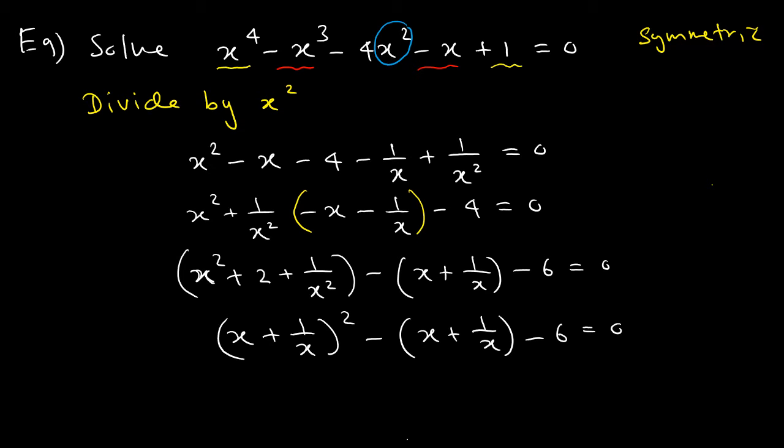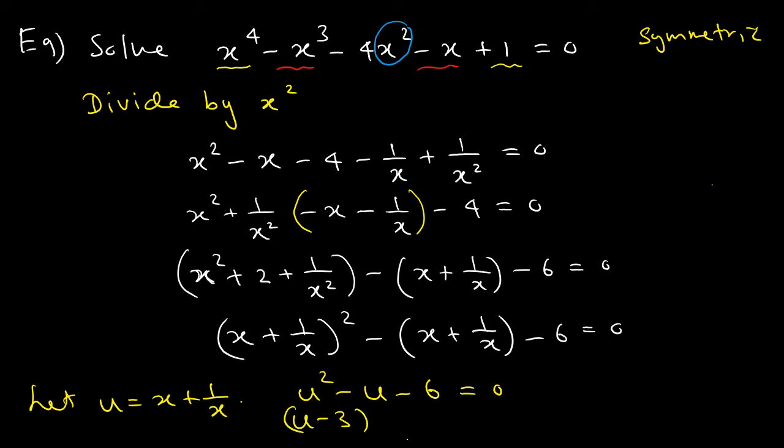Now what we can do is let u equal x plus 1 over x. Once you do that, your equation simply becomes u squared minus u minus 6 equals 0. There are nice factors, u minus 3 and u plus 2 equals 0. So this gives you u equal negative 2 and 3. As before, we're going to set each of them equal to x plus 1 over x and solve. So let's do that part now.